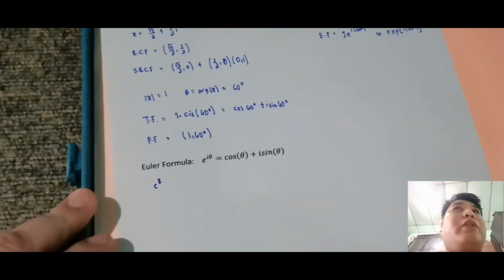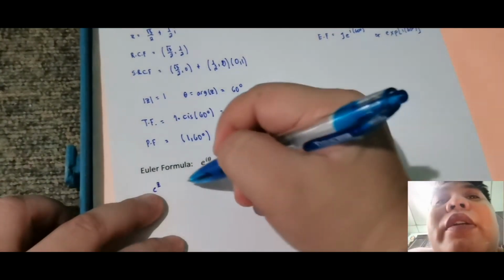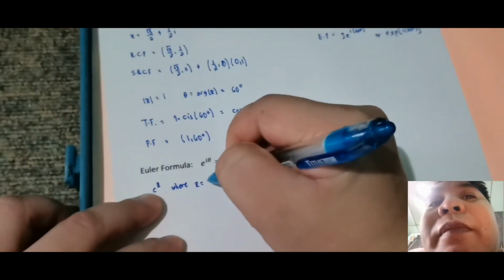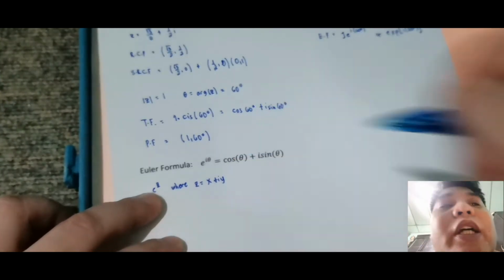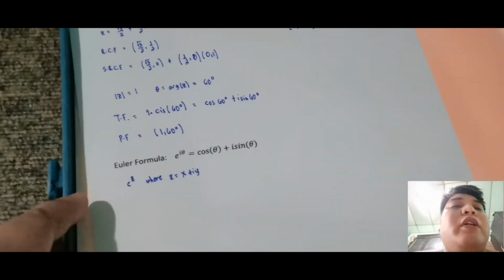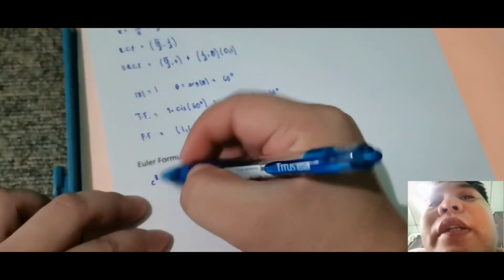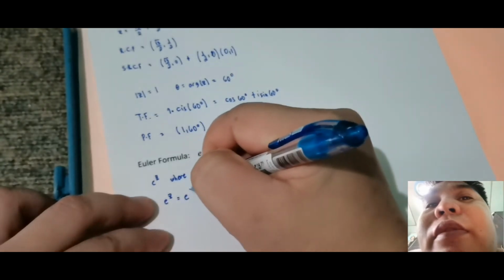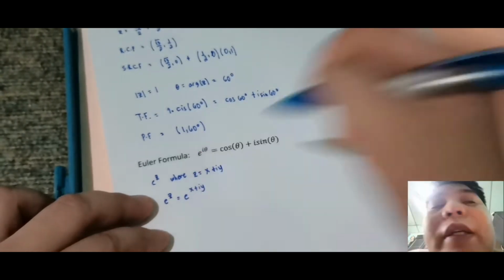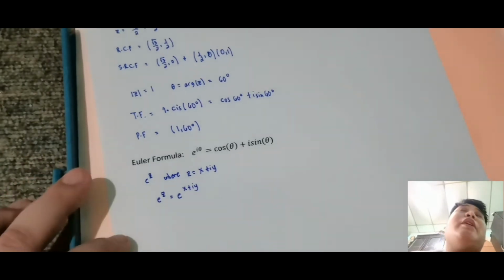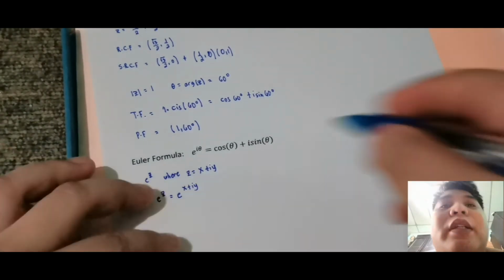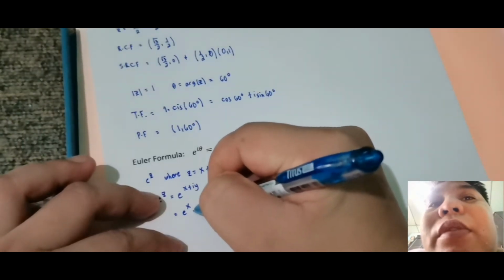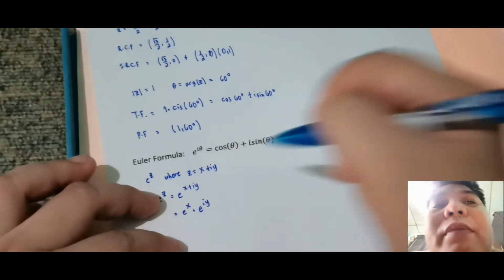Okay, so, if we have e raised to z, where z is equal to x plus iy, meaning siya ay complex number. So, ang gagawin ko, yung e raised to z natin is equal sa e raised to x plus iy. Okay? Next, yung e raised to x plus iy, dahil plus yan, pwede kong paghiwalayin. So, this is equal sa e raised to x multiplied by e raised to iy.